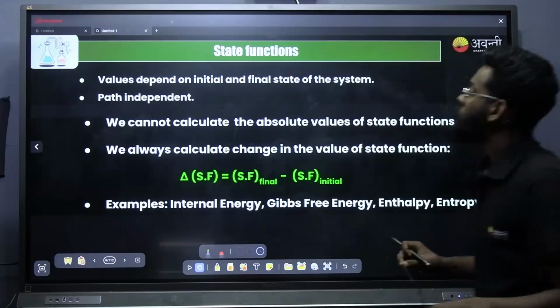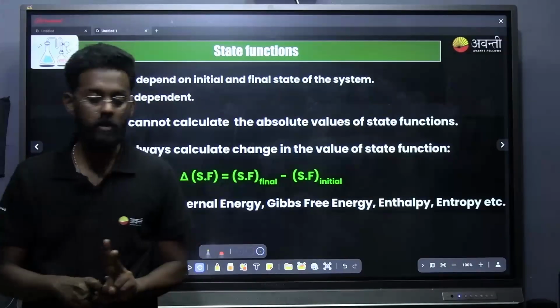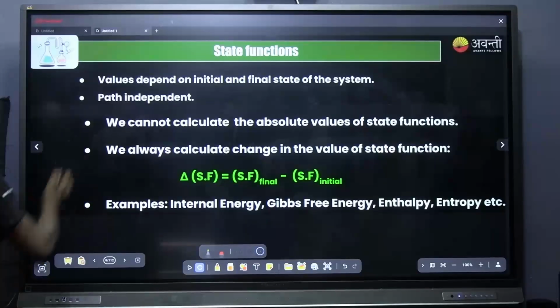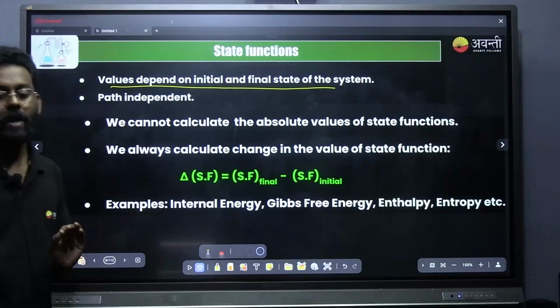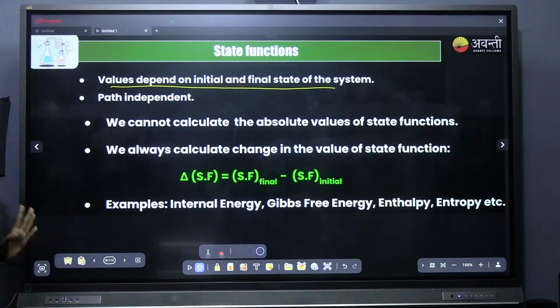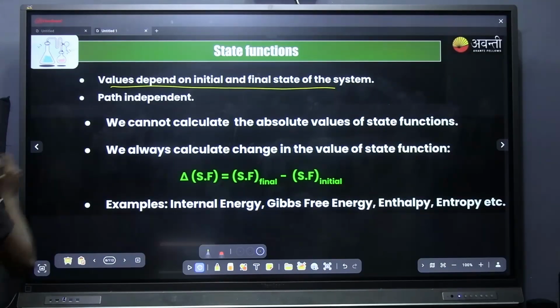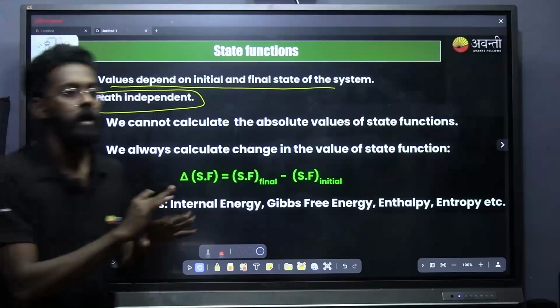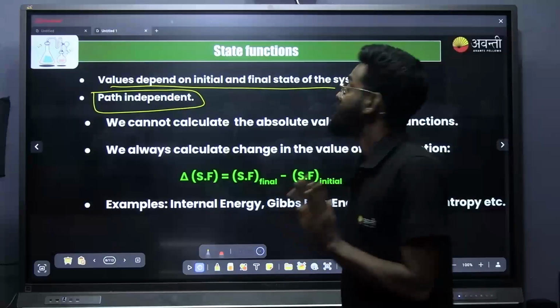What is a state function? State function and path function, these are the two important functions. How can we define a state function and how can we define a path function? If the values depend only on the initial and final state of a system, they are state functions, and they are path independent. Even if it goes through any path, no matter, the value will remain the same. That is what a state function is.